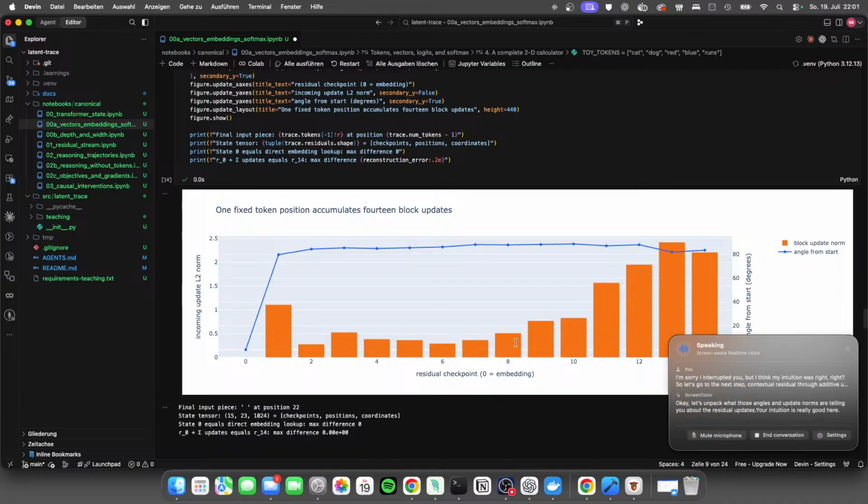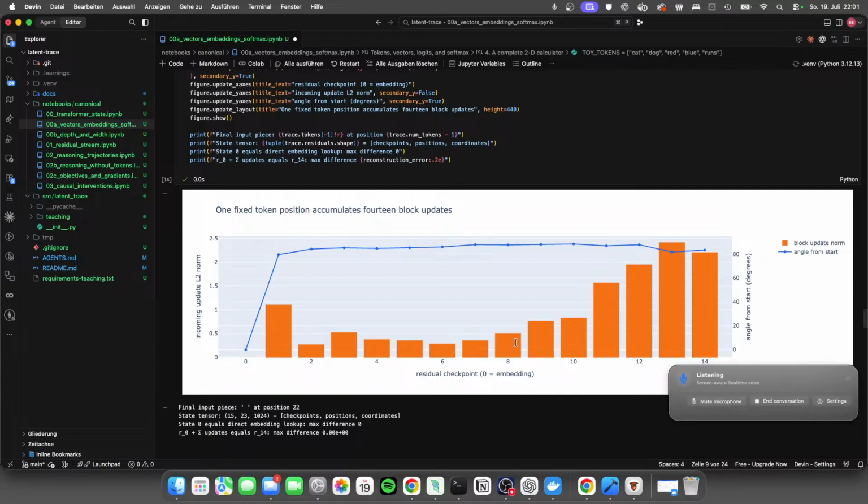Okay, let's unpack what those angles and update norms are telling you about the residual updates. Your intuition is really good here. Angle from start is basically asking how much the direction of the hidden state has changed compared to where it began. Like we had just before, we have a state, a specific vector that leads to a specific position. That's our state in the latent space.